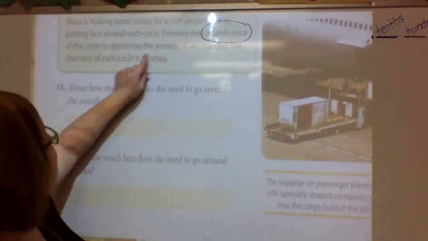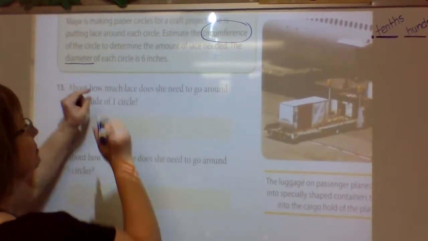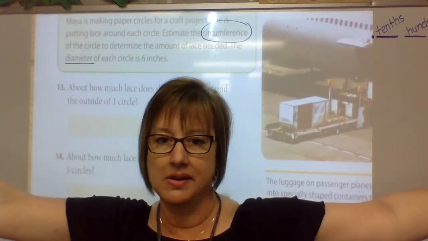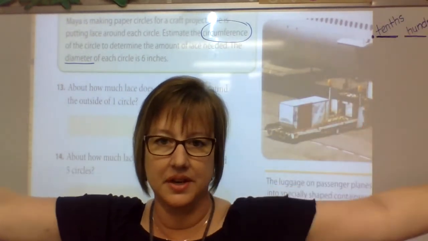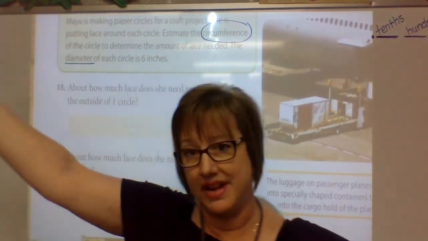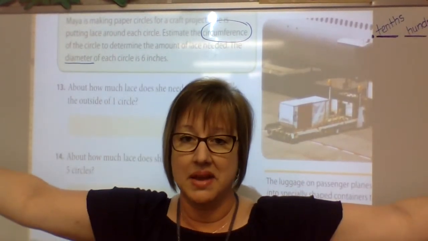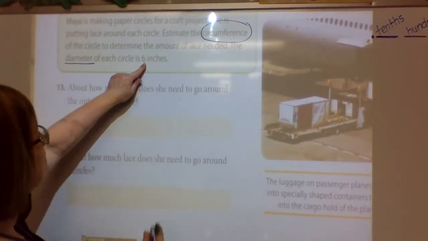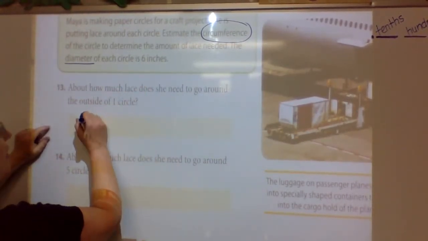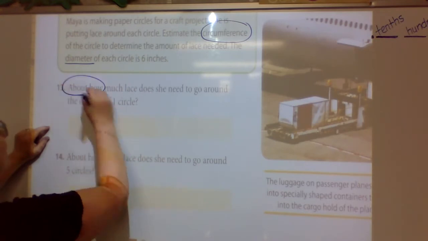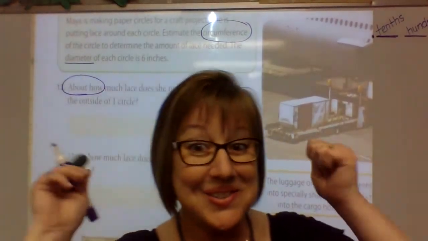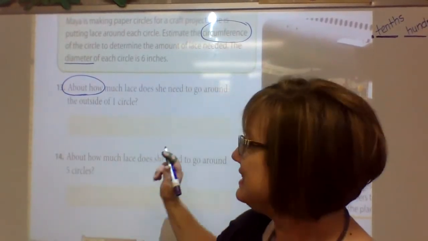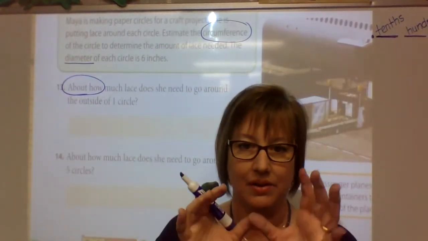And the diameter, remember, diameter is like 2, 2. So here's my head in the center of the circle, and here's my radius and radius, and the two radiuses together make a diameter. Okay? The diameter is 6. And remember, it says about how much. When it says about how much, we get to estimate, right? Yay!